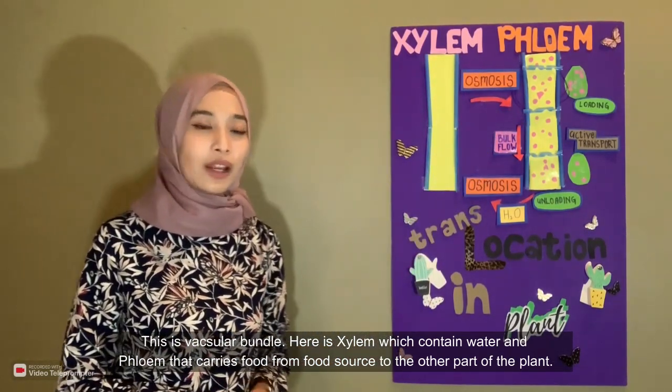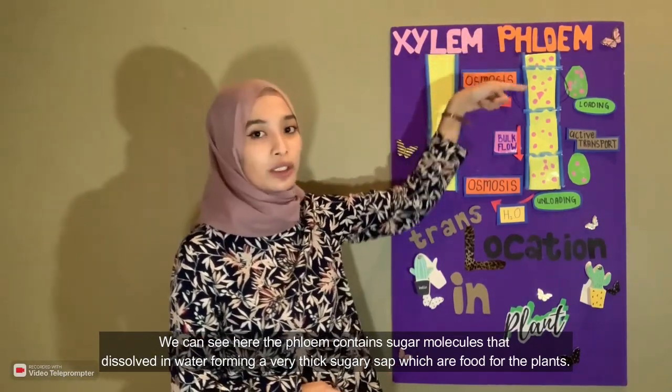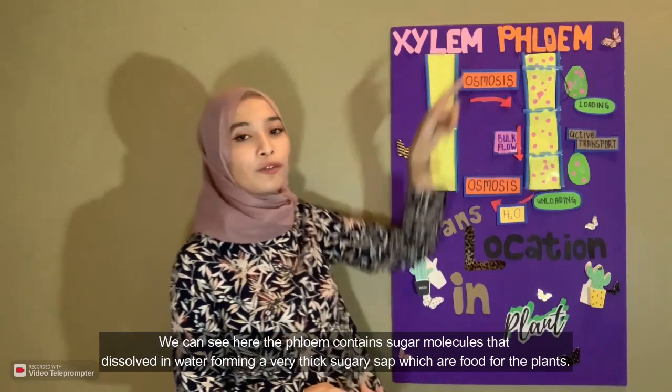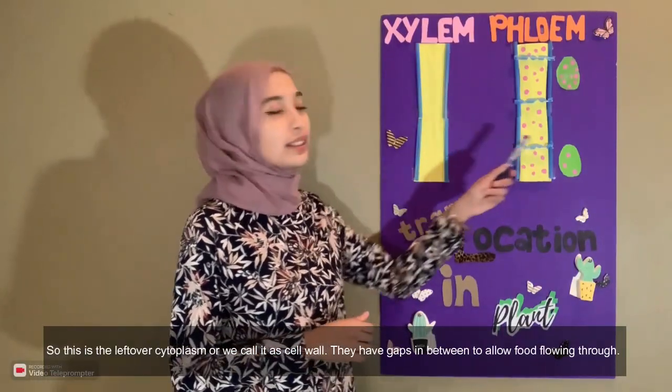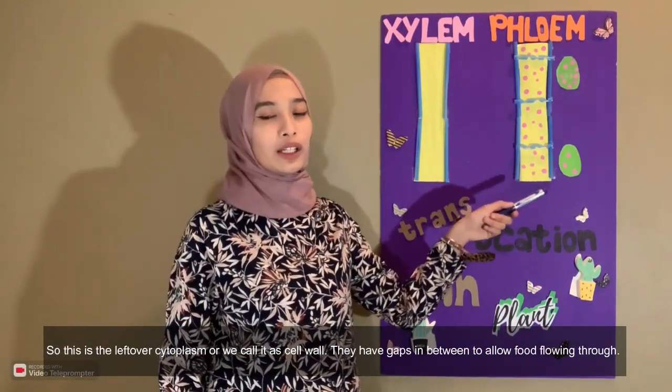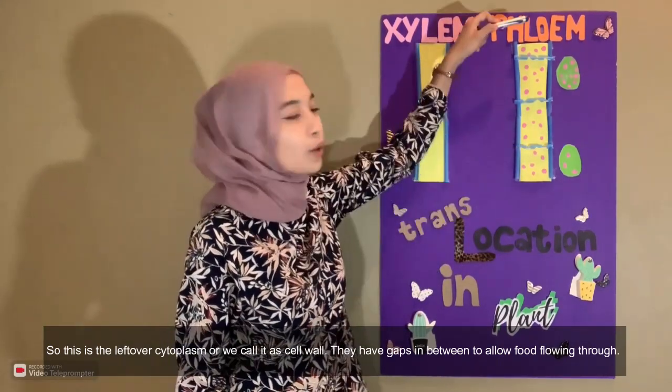of the plant. We can see here the phloem contains sugar molecules that dissolve in water, forming a very thick sugary sap, which is food for the plant. So this is the leftover cytoplasm, or we call it the cell wall. They have gaps in between to allow food to flow through.